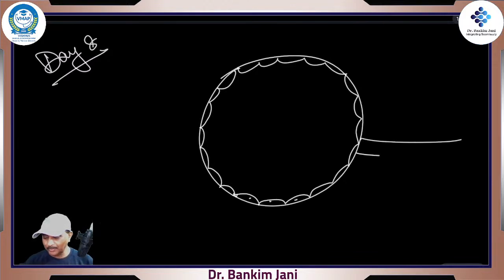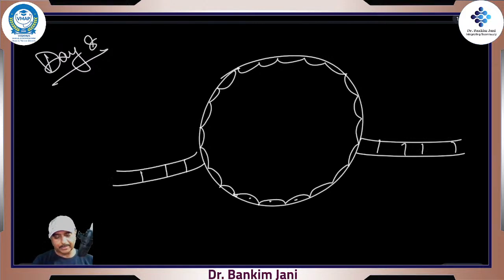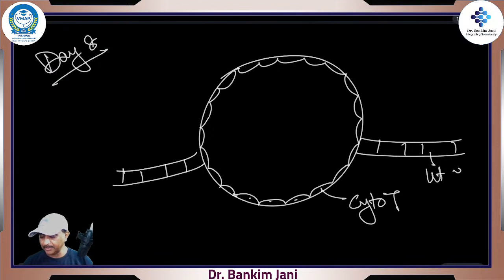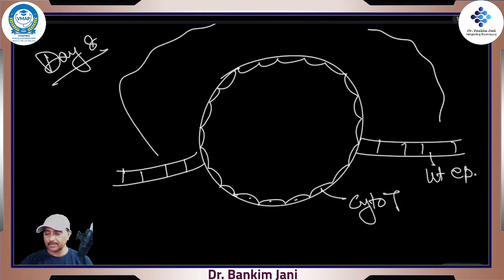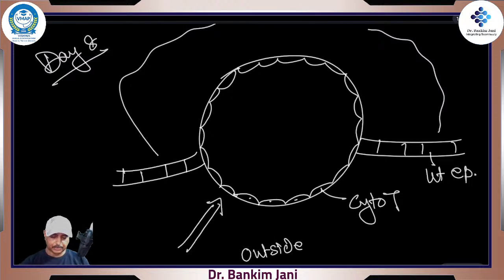And then over here, this is the uterine epithelium. So you know this part, right? This is the cytotrophoblast. We'll write it like this, and this is the uterine epithelium. See, it is now entering deeper, right? This is all internal structure. This is outside, and the direction of movement is going in.